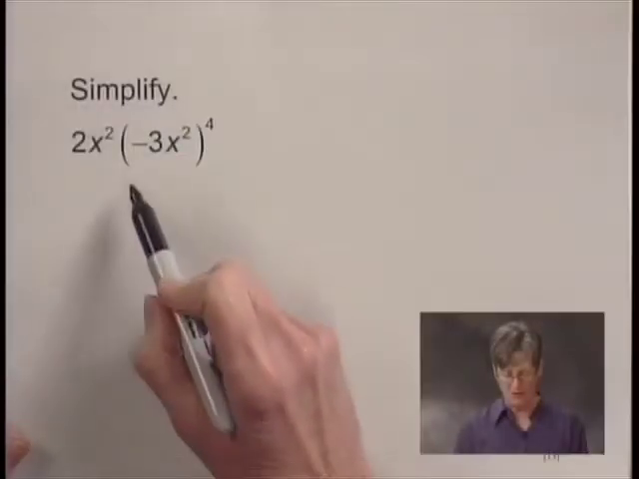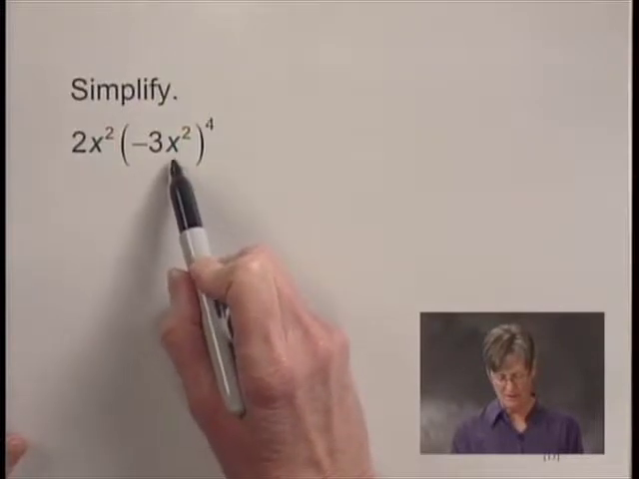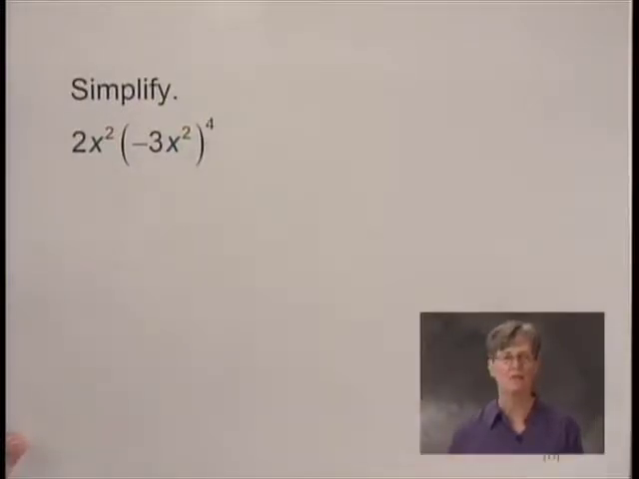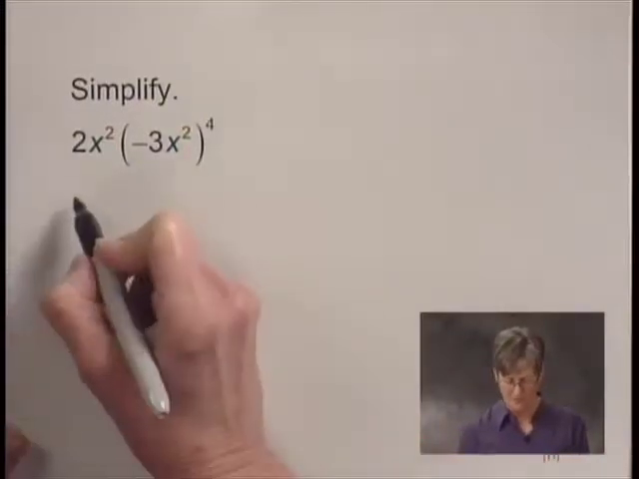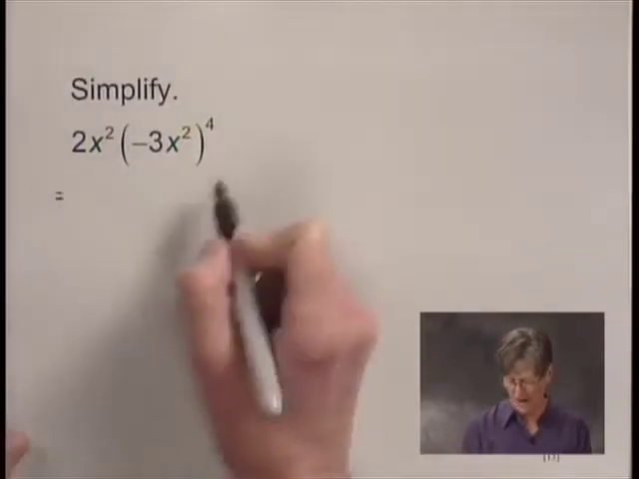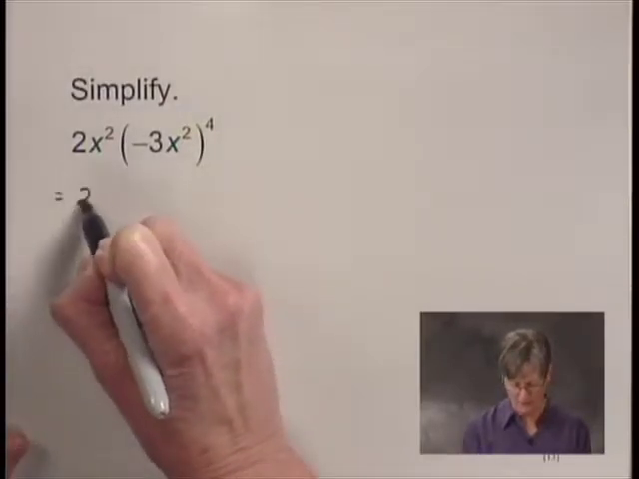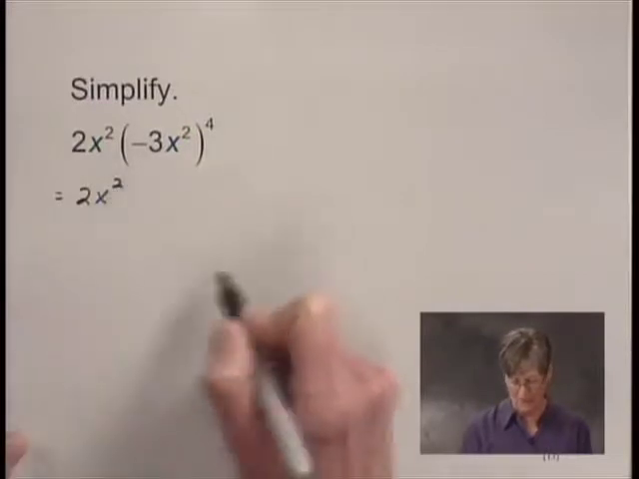We'll simplify an exponential expression. The expression is 2x squared times negative 3 times x squared, all of that raised to the 4th power. Well, let's just start going through factor by factor. I have 2 and I have x squared, so I have 2 times x squared.